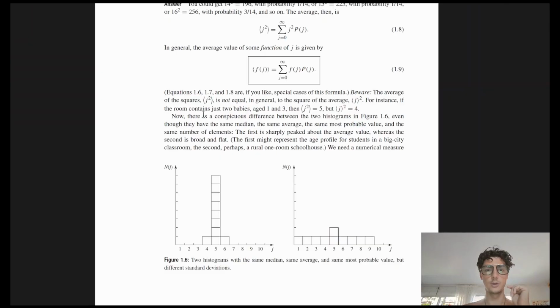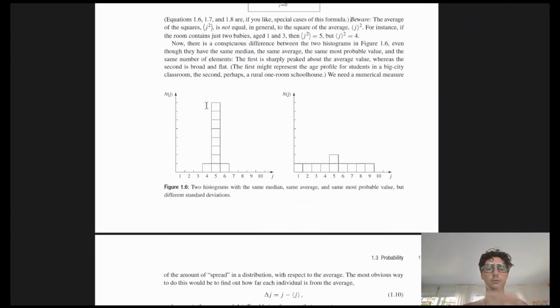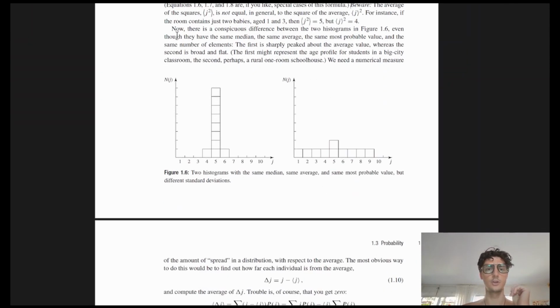For instance, if the room contains just 2 babies, age 1 and 3, then the average of the squares of the ages is 5, but the square of the average of the ages is 4. If this is sounding a little confusing, keep going, don't stress too much.